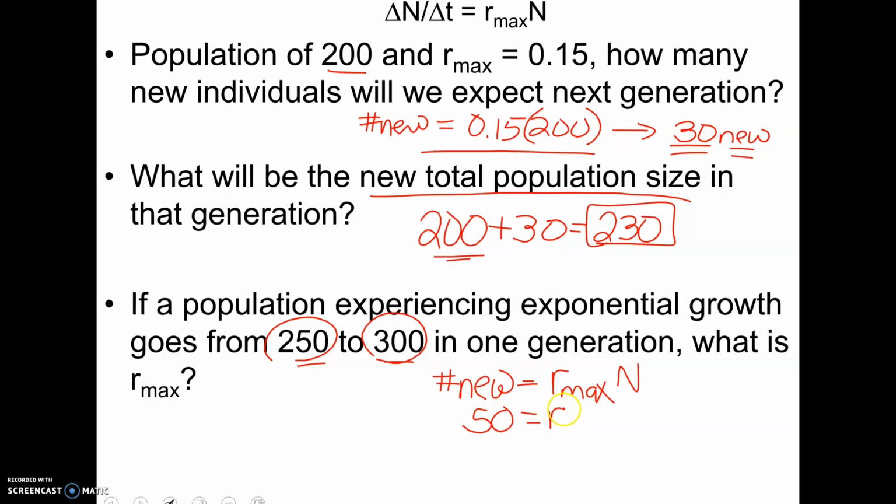So 50 is equal to R max, which is what we're solving for, times our original population size, which in this case was 250. If we solve for R max, we do 50 divided by 250, and then our growth rate for this population would be 0.2. So that's how you can solve for the rate when you're given the change in the population size, which gives you the number of new individuals, and you're given the original population size.